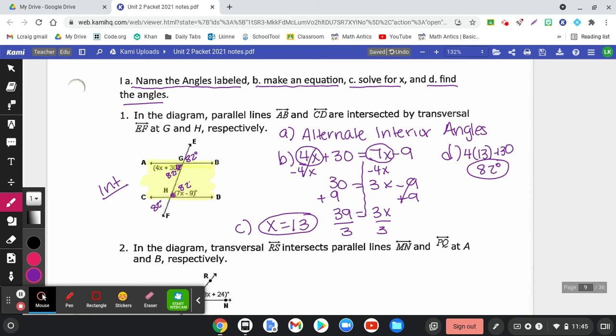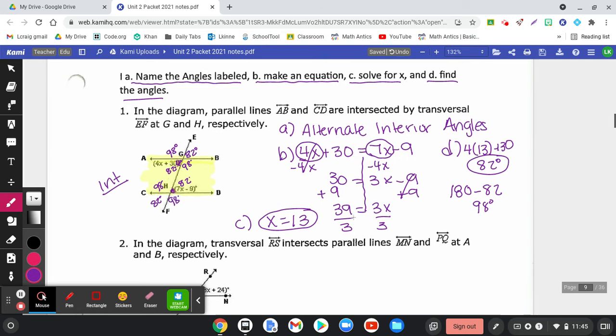And then if you want to find the other angles, you just do 180 minus 82, because in these pictures, your angles are either congruent or they add up to 180. They're supplementary. All right, and so we get 98 for the bigger ones. 98, 98, 98, 98. So that's what you're going to want to do for each one.